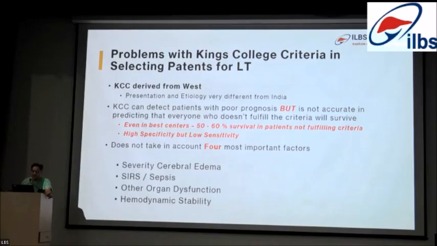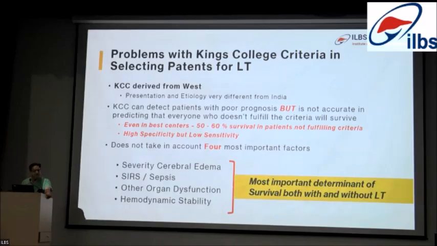There are basically four most important factors which play a part in what the outcome of the patient is going to be. They are severity of cerebral edema, SIRS, sepsis, other organ dysfunction, and hemodynamic instability. And these are all not part of KCC as criteria for selecting patients for transplantation. So one has to realize this. This is the most important thing, because the factors which are actually killing patients are not part of the criteria by which you're selecting a patient for a treatment modality. That's what makes the difference.